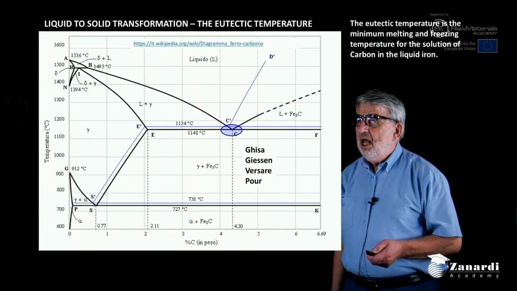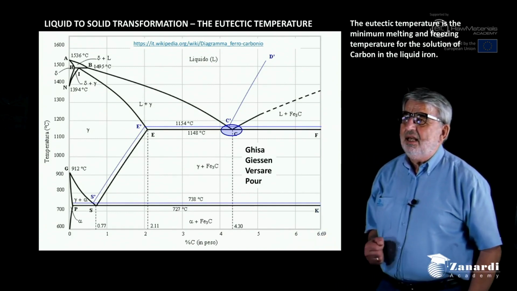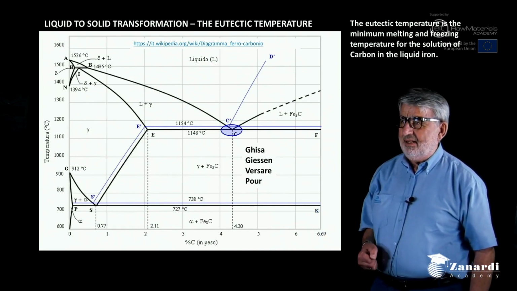Welcome to the video Spheroidal Graphite Cast Iron as a material for casting, part 1. Why is cast iron a material for casting?